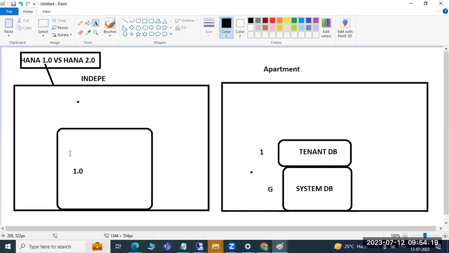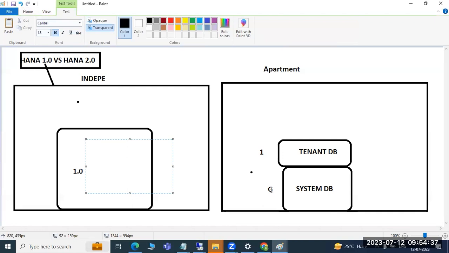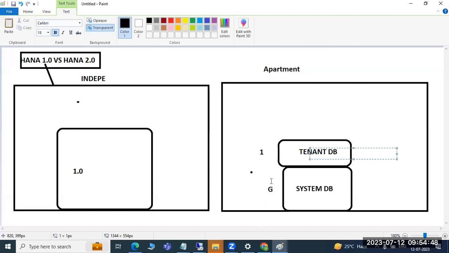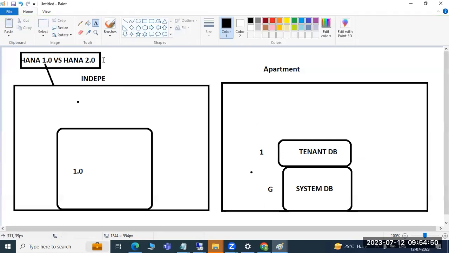So to avoid that, when you install HANA 1.0 on one OS, you will get only one database. That is a standalone database. But in HANA 2.0, when you install it, you will get two databases by default. G+1 means two databases. One is the system DB and the other is the tenant DB. They have introduced the system DB and tenant DB concept newly in HANA 2.0.